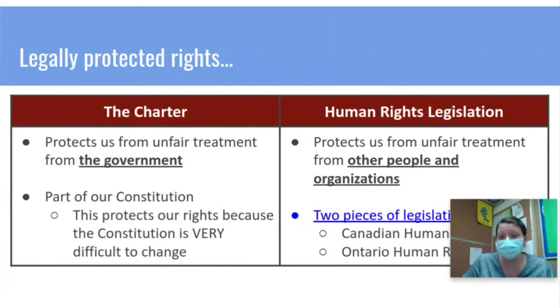Whereas our human rights legislation, being laws, protects us from this unfair treatment or discrimination from other people and other organizations. You are currently protected by two pieces of legislation, the Canadian human rights legislation and the Ontario human rights legislation. As you can guess, the Canadian one is Canada-wide and the Ontario one is Ontario-specific. So when we look at different areas that are affected by different governments, they are going to be covered by the different legislation and codes that are in place.